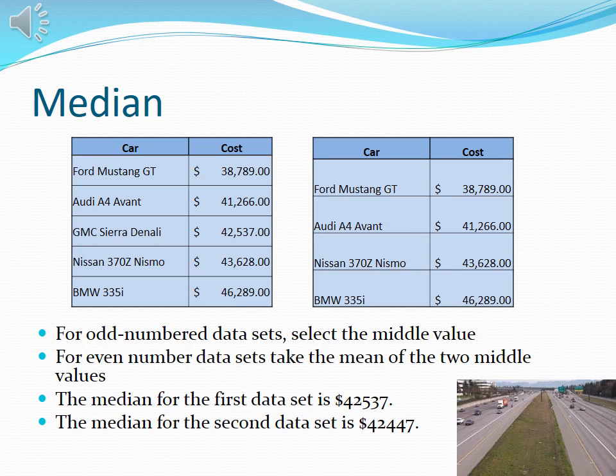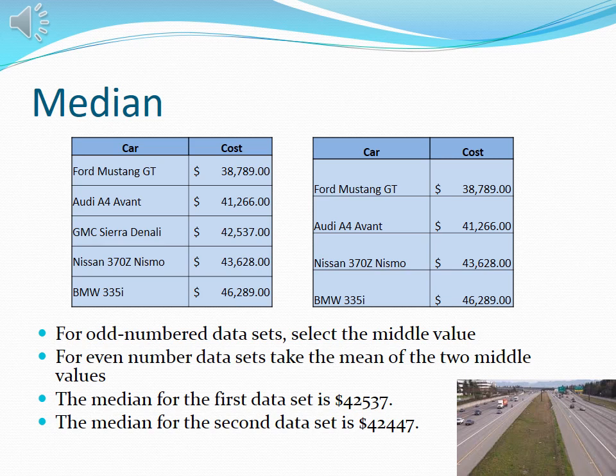So a quick demonstration of what we talked about on the previous slide, calculating the median. In this case, I've got the costs of cars here. The table on the left has 5, the table on the right has 4. For the table on the left, since they are already arranged from lowest to highest, you'll simply select the one that is in the middle. In this case, it's the GMC Sierra Denali at $42,537. For the table on the right, since there's an even number, you would add the total price of the Audi A4 Avant and the Nissan 370Z Nismo and divide that by 2. So $41,266 plus $43,628, add them together, and then divide by 2. This will give you a median of $42,447.